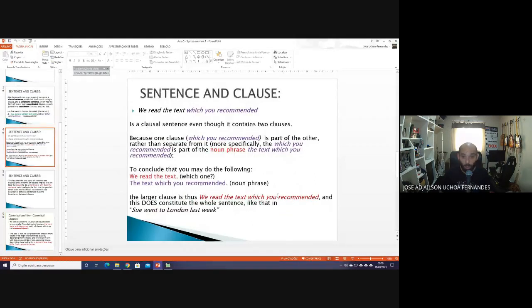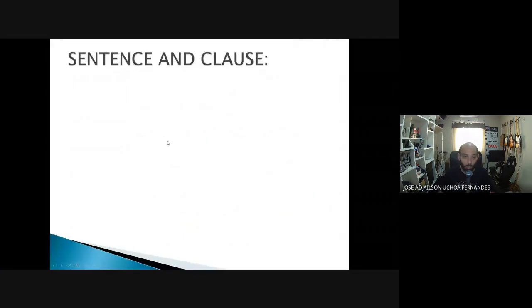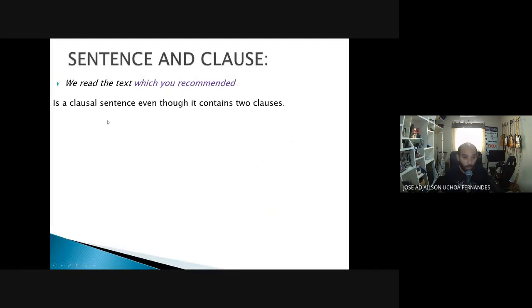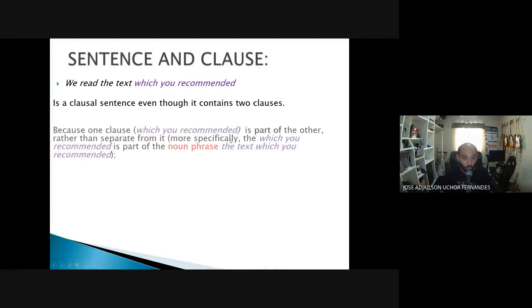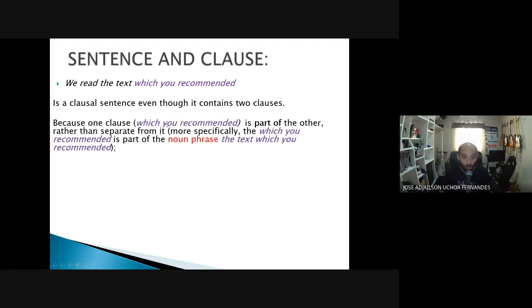Ó, essa daqui. Reread the text which you recommended. Is a clausal sentence, even though it contains two clauses. Ah, tá. É uma clausal sentence, mas ela tem duas clauses. Só que a segunda não é subordinada. Because one clause, which recommended, is part of the other, which recommended is part of the noun phrase.